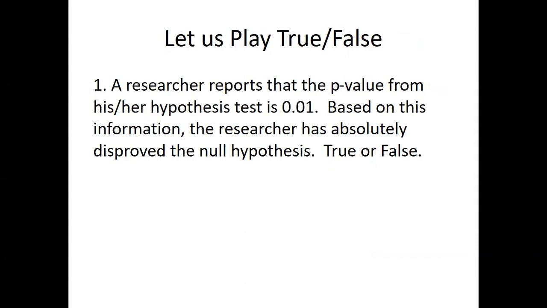Well, the researcher reports the p-value from his or her hypothesis test is 0.01. Let's say I tell you that we're going to set the type 1 error rate at 0.05. Okay, so the p-value is less than alpha, evidence beyond reasonable doubt. So I can reject the null. But the statement says the researcher has absolutely disproved the null hypothesis. No, there's still a 5% chance that the null hypothesis was in fact true. Given that the null hypothesis was true, you would have gotten this.